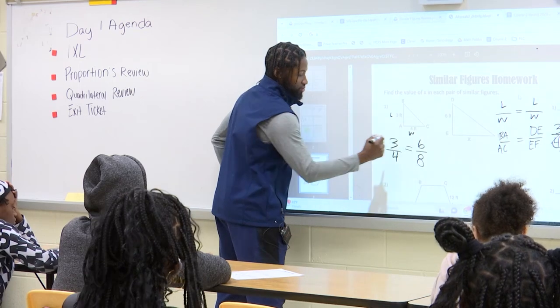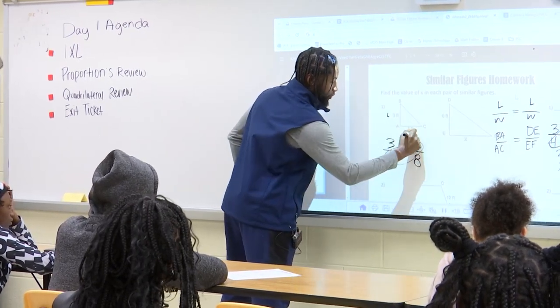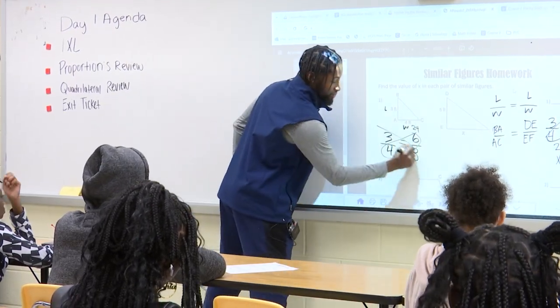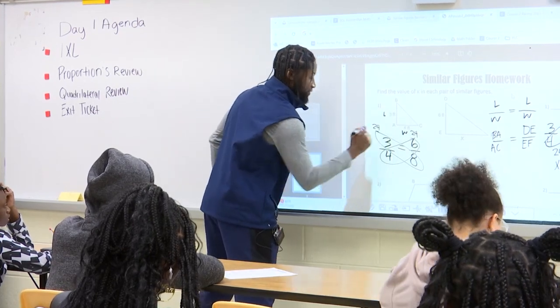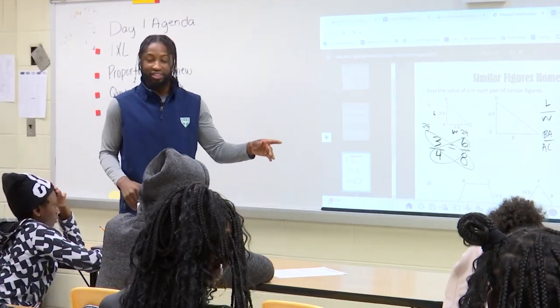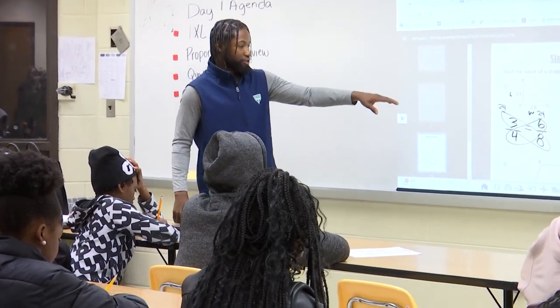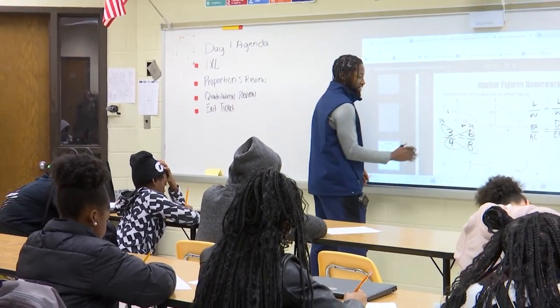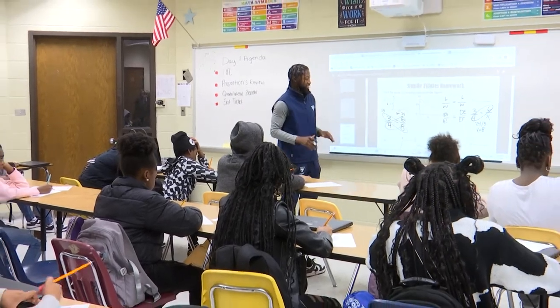All right, so we said that 6 times 4 was what again? 24. All right. And we said 3 times 8 was what? 24. All right. So that's one way you guys can check after you find your variable. After you find the variable, this is the way that you guys can check. Butterfly method right here, we cross multiply. If when we cross multiply we get the same answers, we know that it is true.